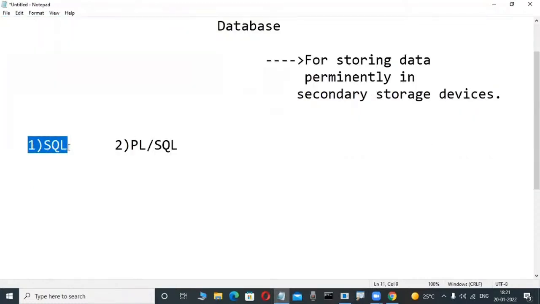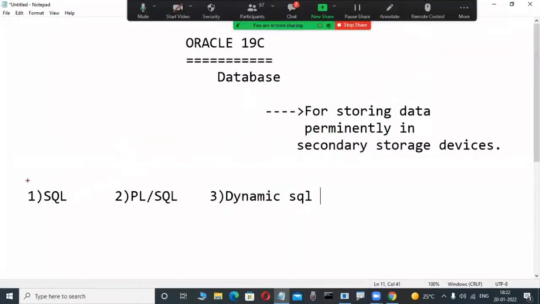SQL is one language, Structured Query Language. After SQL, it is better to learn another language, PL/SQL, the Procedural Language extension for SQL. Not only these two, but in companies we also use another language, Dynamic SQL. That is a small one, because if we have good knowledge of PL/SQL, Dynamic SQL is only a little bit of extension. These three languages you should have an idea about.